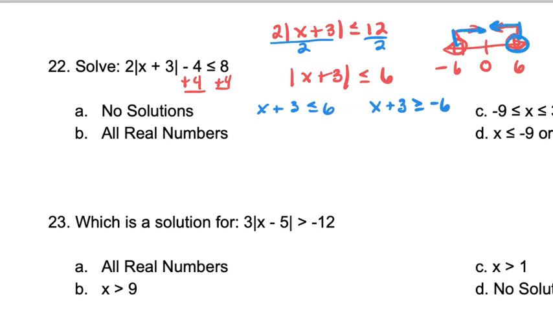So those are two inequalities. And what we said is, hey, just drop the absolute value, write it the way you see it. x plus 3 less than 6. x plus 3 less than or equal to 6.